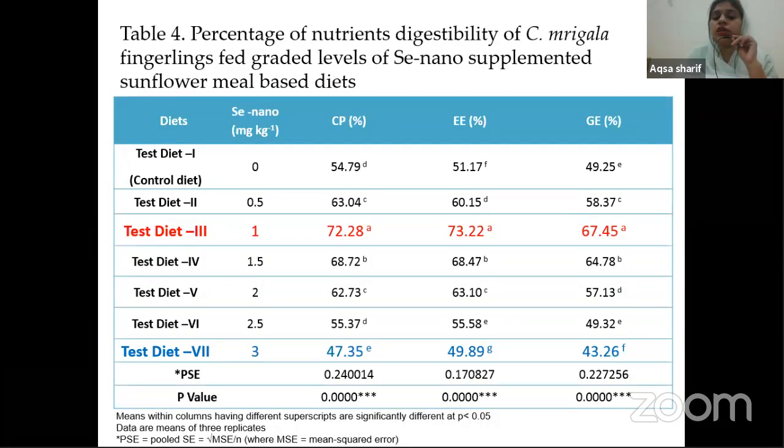In the control, ether extract was about 51%, while in that of tested 3 it was about 73%. And in the same way, gross energy was 49% in the tank that was offered the control diet, while it was 67% in the fishes that were offered test diet 3.